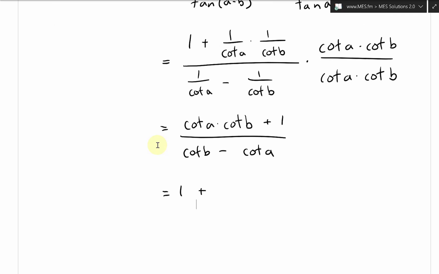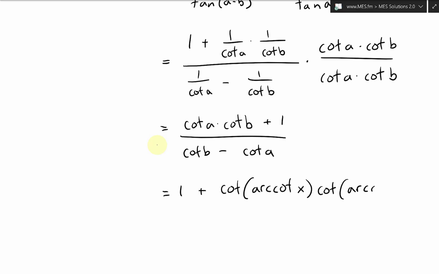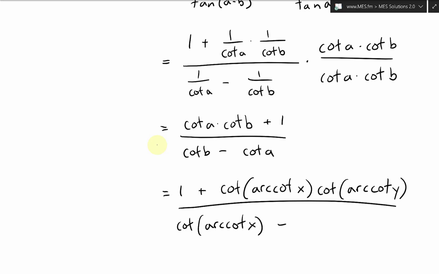So what we get is 1 plus cotangent of arc cot x times cotangent of arc cot y, divided by cotangent of arc cot of x minus cotangent of arc cot y. Oops, this one's y, this one's y, and this one's x, because that's b, and that other one is a.